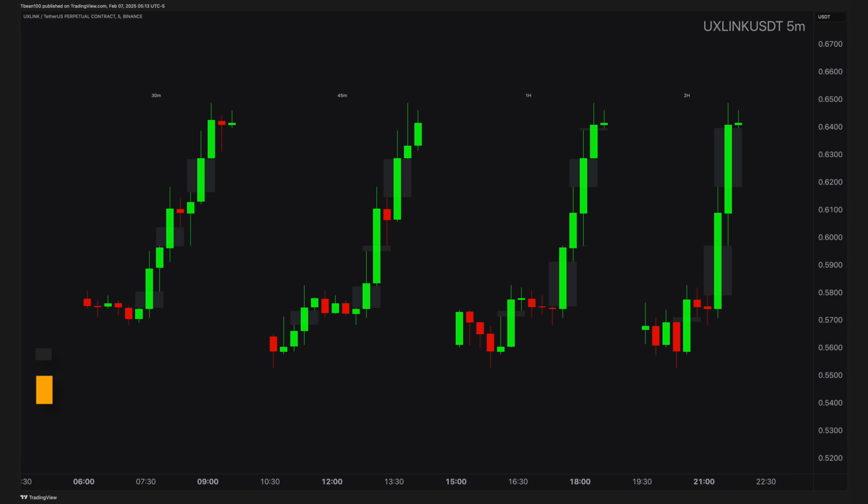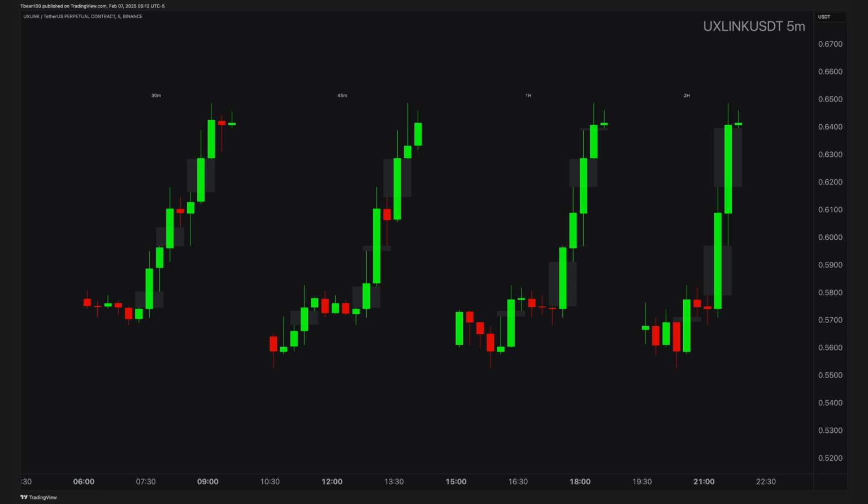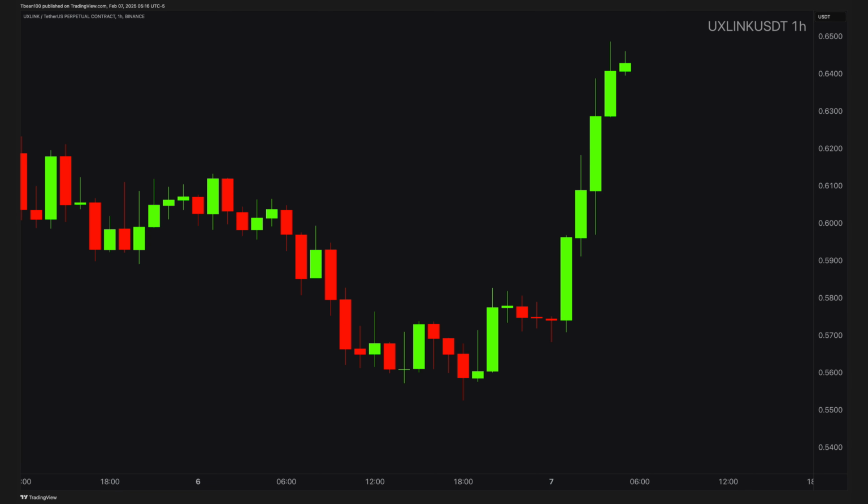Let's talk about how to figure out early rally stages and how to trade the dominant ongoing movement in the markets. Do not just think about momentum coins. This can be any chart that you are looking for: crypto, Forex, gold, or even Nasdaq sometimes. You can notice right here, price slowly pulls back into this inner imbalance with 30 minutes, 45 minutes, and the 1 hour charts. So I divided this video into actually two parts: detecting and trading the early rally points, and then we will talk about how to trade the dominant movement on the go.